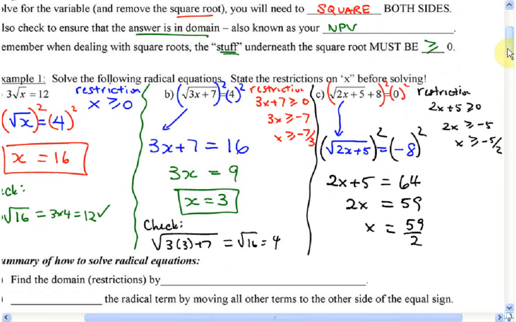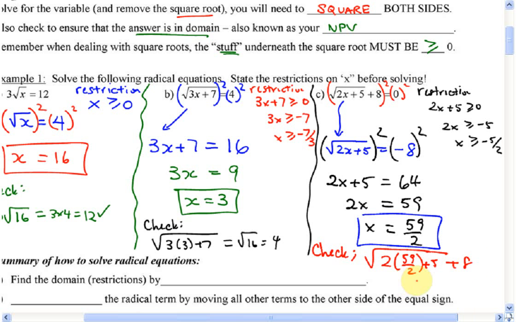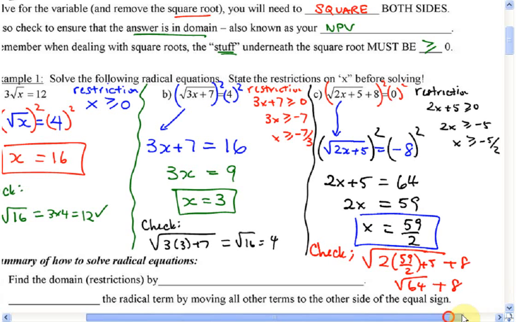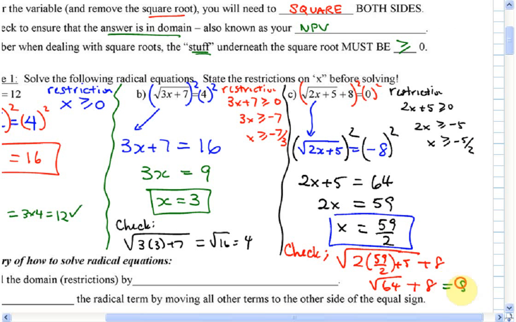Ladies and gentlemen, don't just say, well, hey, this value of x is in my domain, it works, I'm done. I want you to check. If you were to check this one by plugging it back in, you get 64 underneath the square root, and the square root of 64 is positive 8, not negative 8, right? And 8 plus 8 is 16. So this one, despite the algebra working, it actually doesn't make sense.